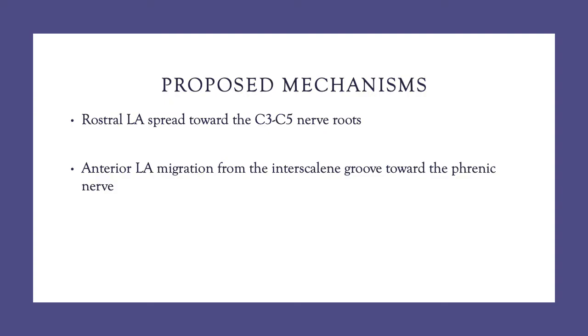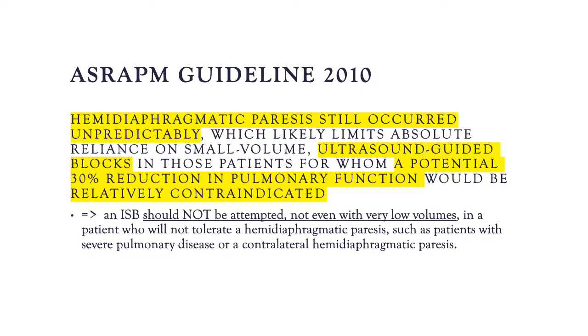And the proposed mechanisms of this phrenic nerve block are two. One is the rostral spread of local anesthetic toward the C3 and C5 nerve roots. Another one is the anterior local anesthetic migration from the interscalene groove toward the phrenic nerve. And that's why since 2010, the American Society of Regional Anesthesia and Pain Medicine recommended against the use of interscalene block in patients who would fail to tolerate a 30% reduction in pulmonary function after the interscalene block.